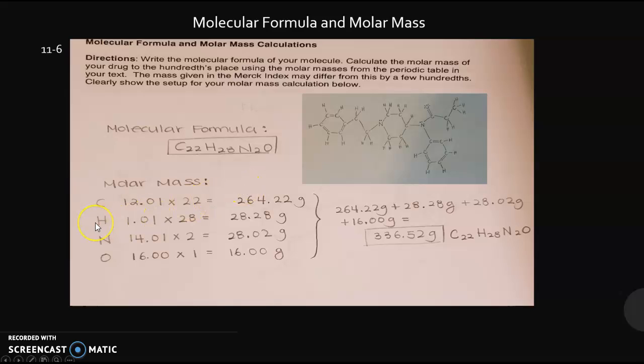The molar mass is found by looking at the periodic table. You need to find the molar mass of carbon, hydrogen, nitrogen, and oxygen, and multiply that by the amount of carbon, hydrogen, nitrogen, and oxygen. If you add all those together, you would get 336.52 grams per mole of C22H28N2O.